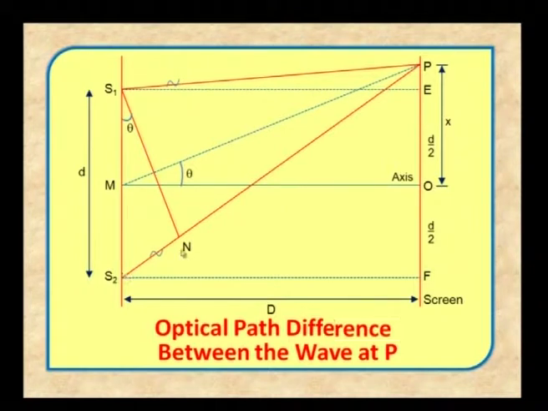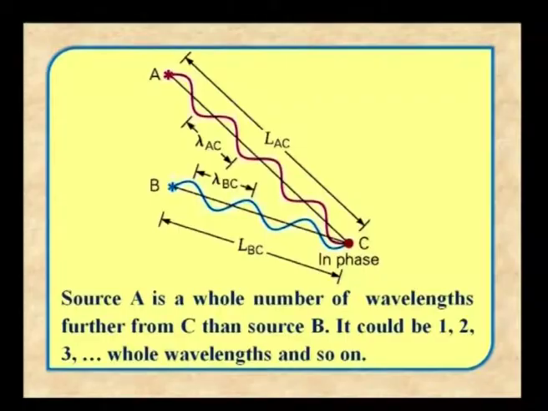So, S2n is the additional path travelled by one of the light rays, that is, light coming from source S2. It travels through an additional path, that is your path difference, and this path difference is to be calculated in the case of air wedge or Newton's rings. Now, once again I will show the condition for constructive interference.